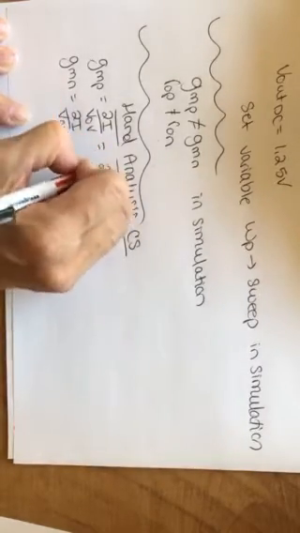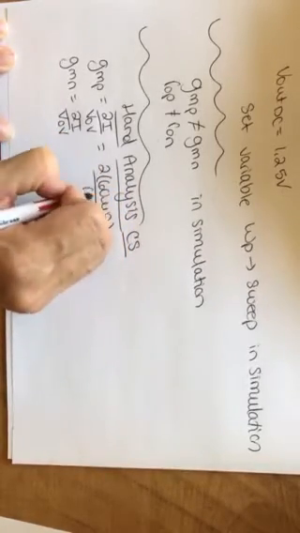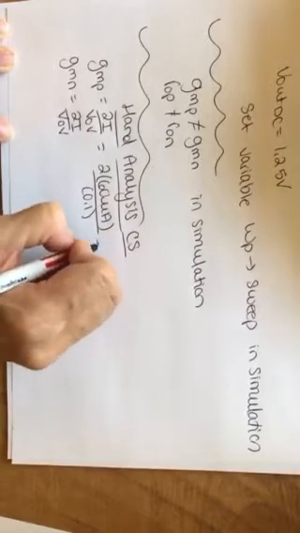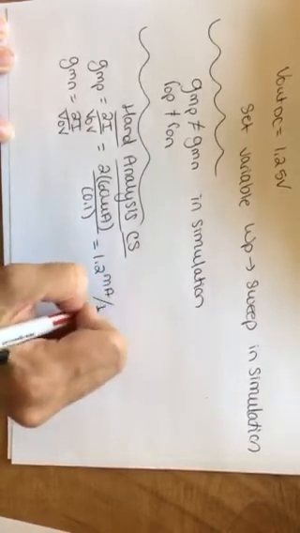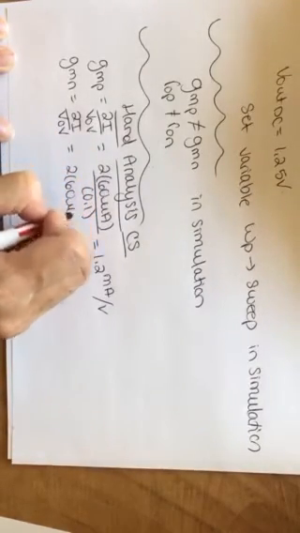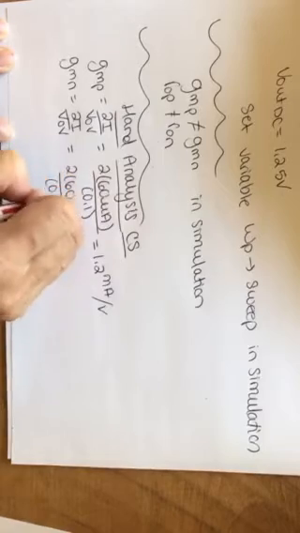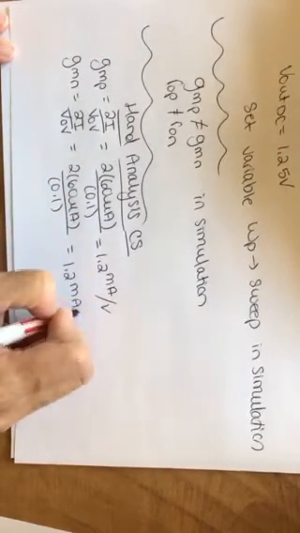So I can hand calculate this as 2 times my current, which I set to 60 microamps from the previous section, over my 0.1 volt VOV, and I get 1.2 milliamps per volt. I will get the same value for my NMOS because they have the same current going through them, and I designed them for the same overdrive voltage. So I will again have 1.2 milliamps per volt.